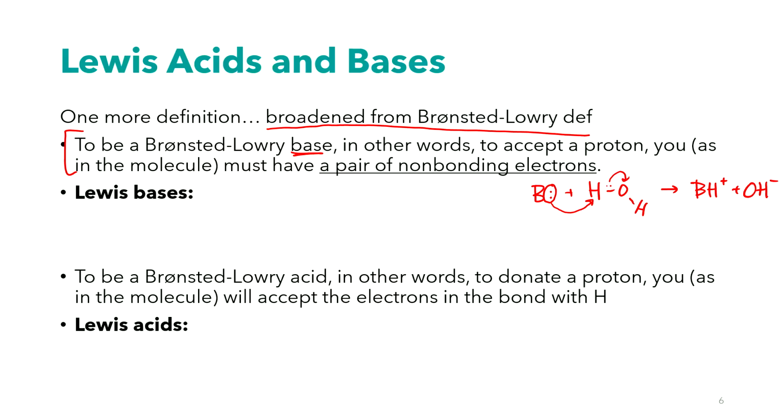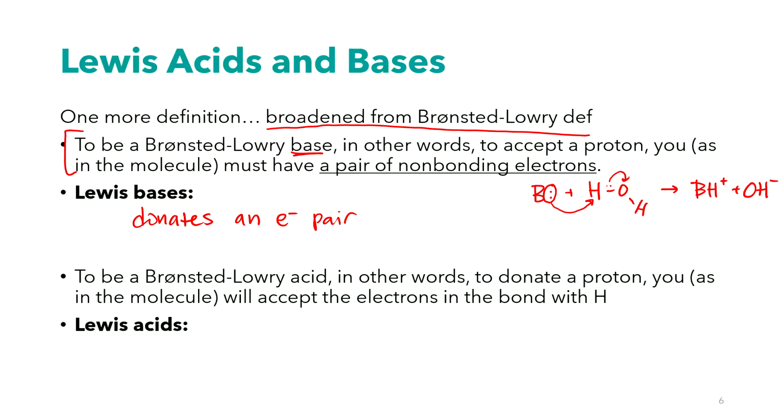All right, so a Lewis base donates an electron pair. Okay, and a Bronsted-Lowry base is a Lewis base. This is broadened, but not all Lewis bases are Bronsted-Lowry bases, so it doesn't go the other direction. We'll draw a Venn diagram.